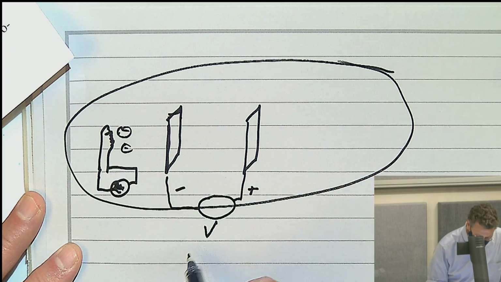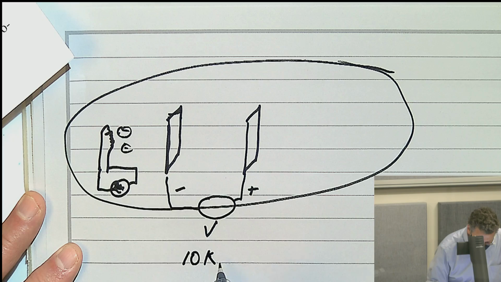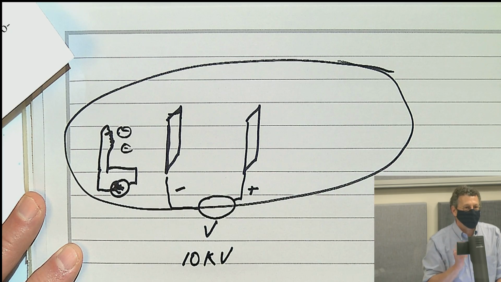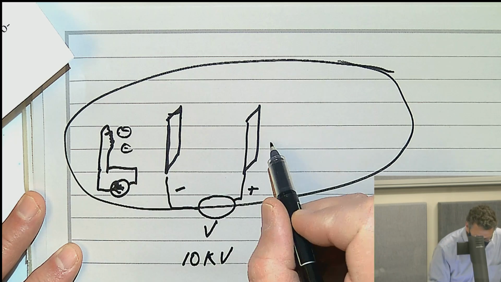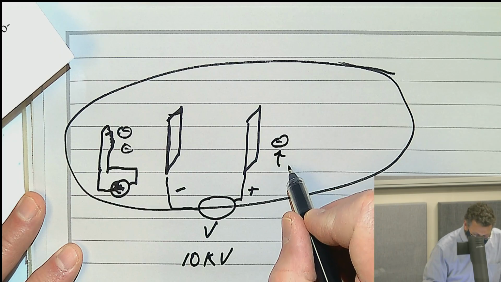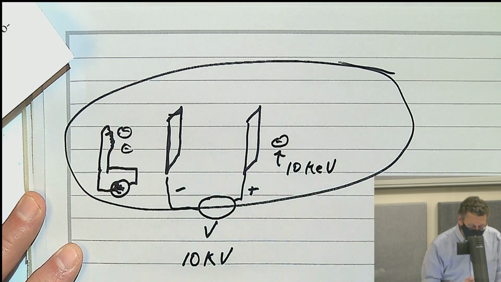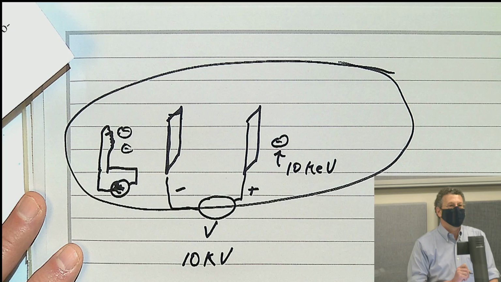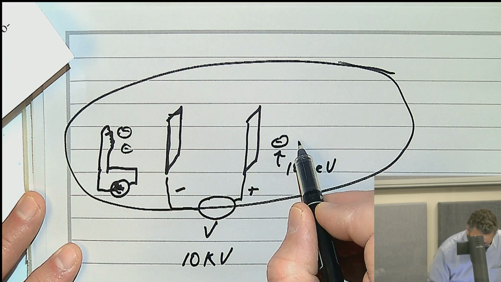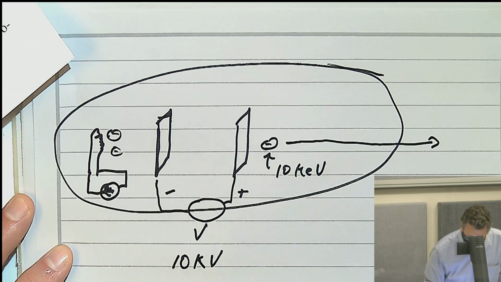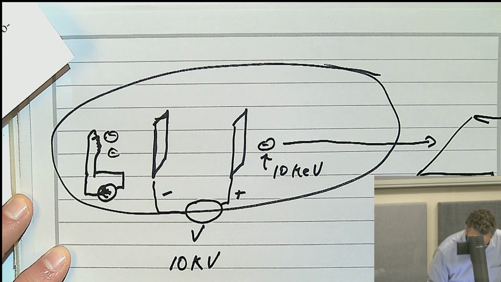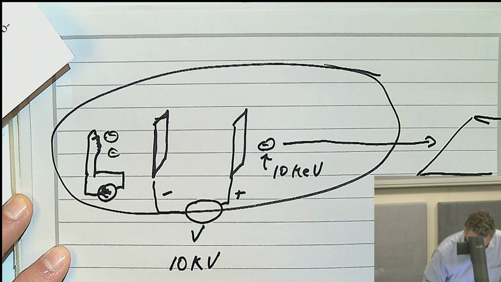And if that's 10 kilovolts, then when the electrons pass through here, they've picked up 10 keV of energy. So they're traveling really fast, okay? And then you focus the electrons and fire them at, this is a tungsten target.